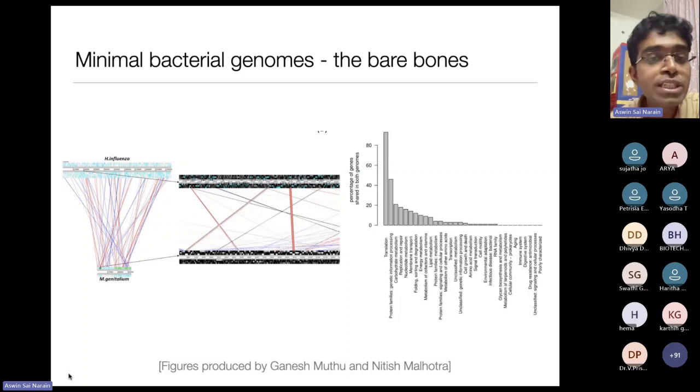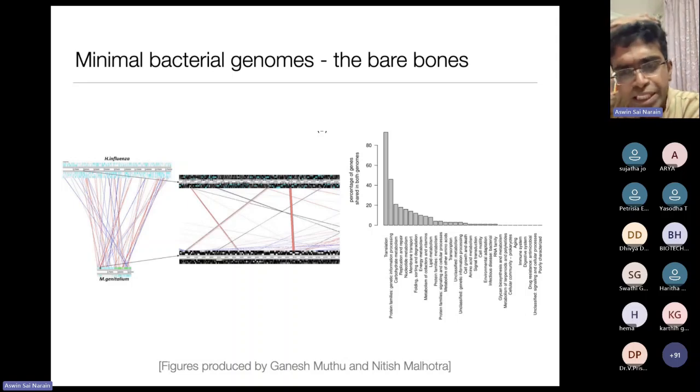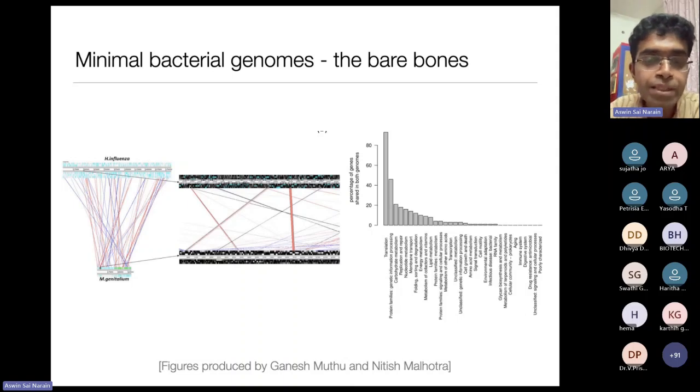If I look for genes that are common between just these two species, that will probably tell me something about some minimal requirements of cellular life. And on the right, this bar graph shows various gene functions which are represented by the genes that are common to both of these organisms. And as you'd see, the most common gene function that is present is translation, which means that it is absolutely the most conserved gene function.